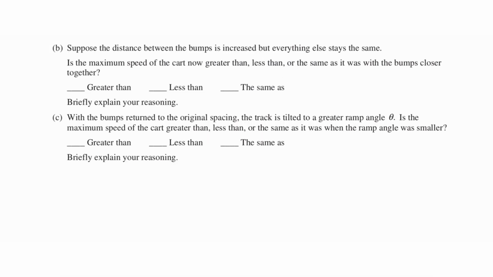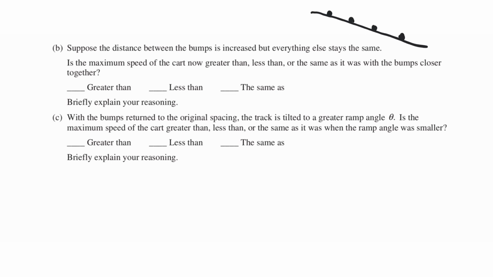Part B says, suppose the distance between the bumps is increased but everything else stays the same. Is the maximum speed of the cart now greater than, less than, or the same as it was with the bumps closer together? The most important thing to recognize here is if I draw a little sketch of that track with the bumps.